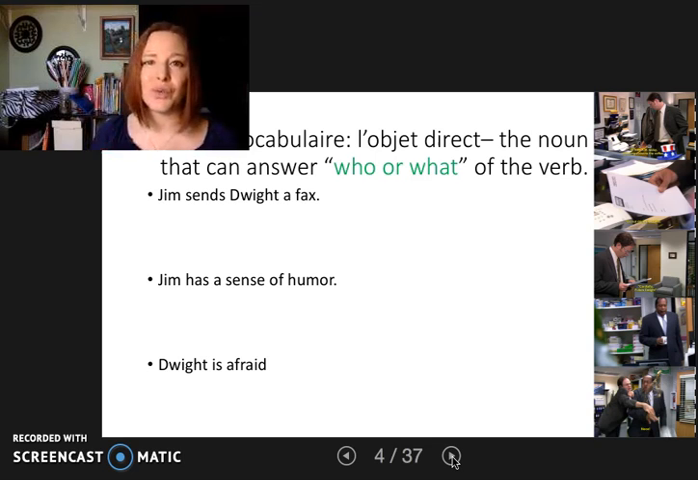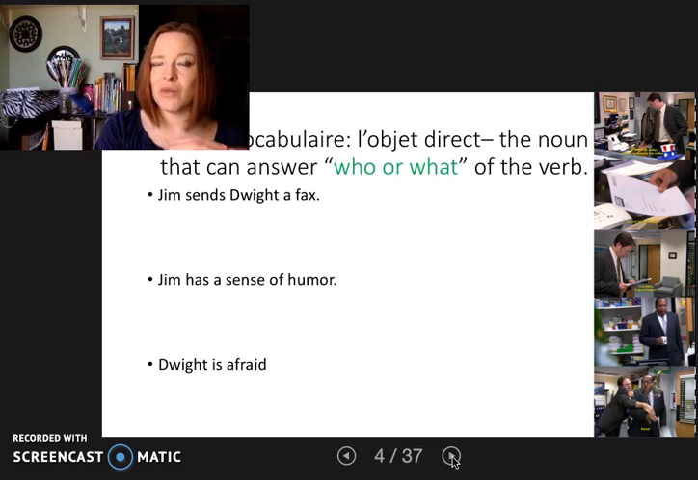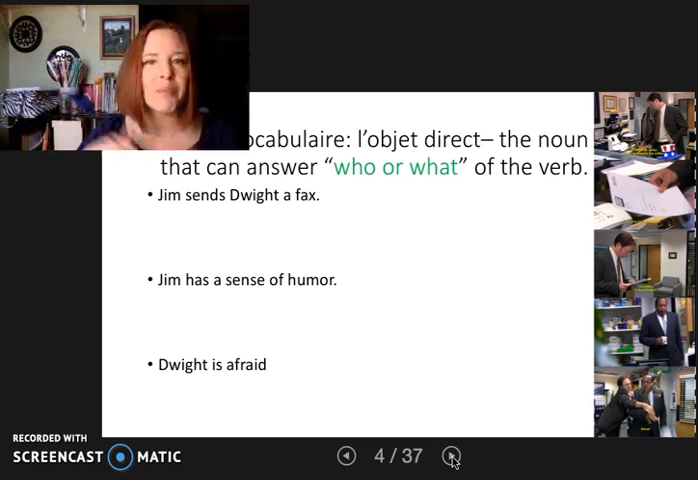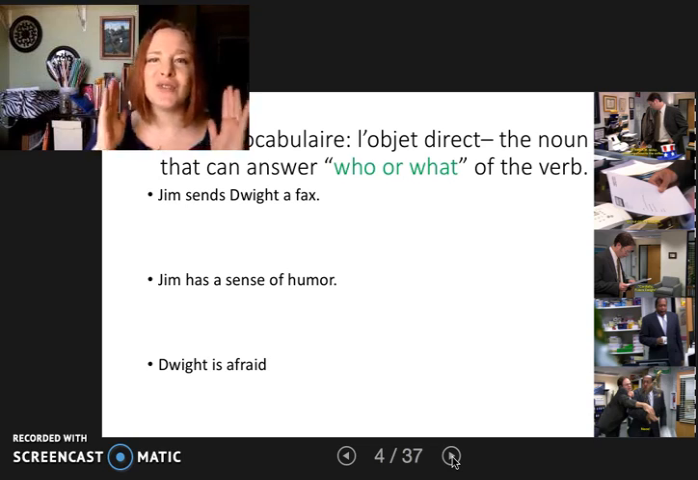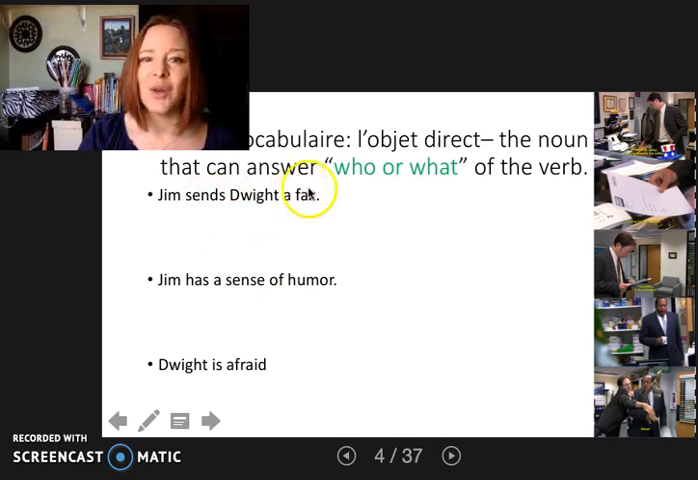So knowing those two, we can figure out what the direct object is. The direct object of the sentence is simply the thing that receives the action of the verb. It's not the sender of the verb. It's not the subject of the verb. It is the receiver of the verb. And it receives directly. There's nothing blocking it. There's no prepositions in between. It receives directly. So if I want to figure out what the direct object of a sentence is, all I have to do is use the verb and add who or what.